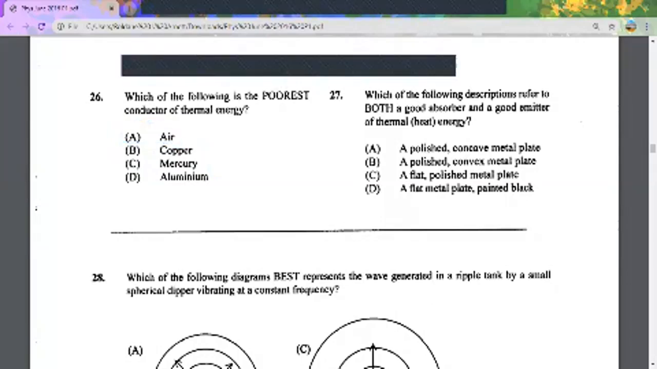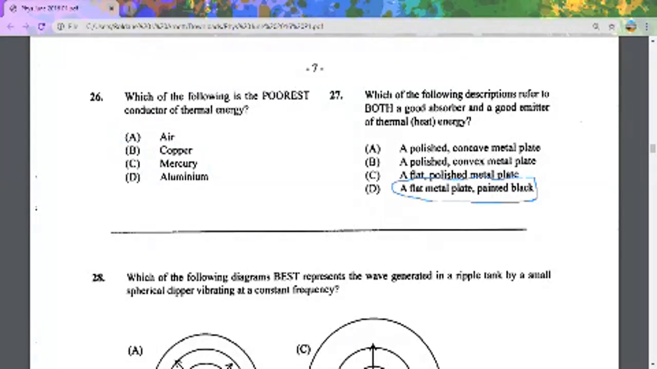27. Which of the following descriptions refer to both a good absorber and a good emitter of thermal energy? Let's waste no time in saying it is this one down here that is flat. The surface is exposed. It is flat and it is painted black. Black is a good absorber and a good emitter of thermal energy. Remember that.